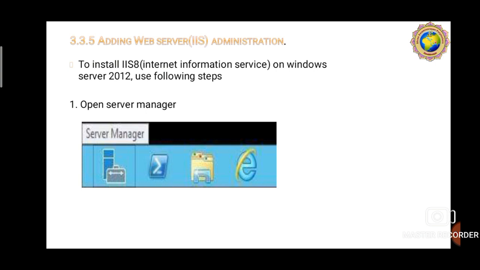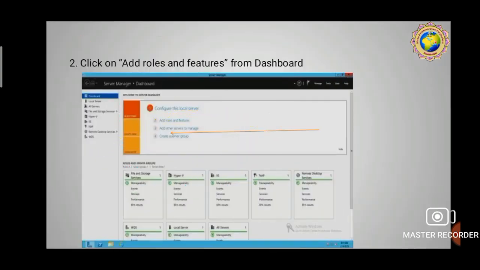First of all, open Server Manager. Whenever you open Server Manager, you will see this type of pop-up box on your Windows screen. Next, click on Add Roles and Features from the dashboard, and then click on Add Roles and Features.